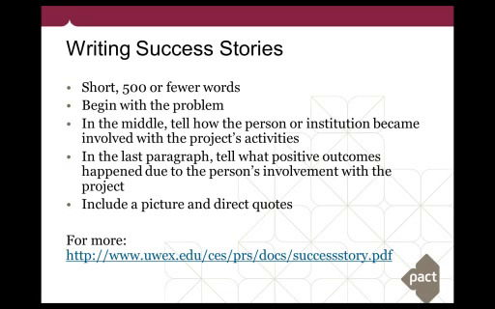So, as you could probably tell from this particular example, success stories generally have a few things in common. They're short, one page or less, about 500 words. They introduce whatever problem the individual is facing, then talk about how that person became involved in the project activities, and then describe the positive outcomes that resulted from that. You'll usually include a picture and direct quotes if you have them. There are some more examples and more description of how to write one at this link below if you're interested in getting more detail on that.